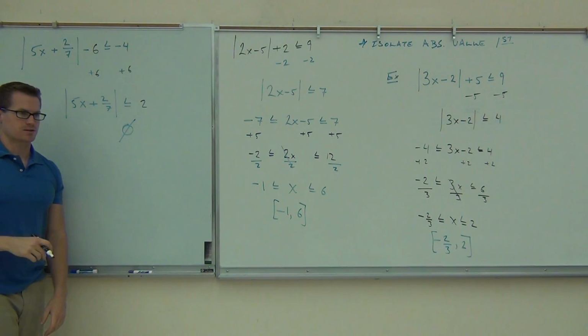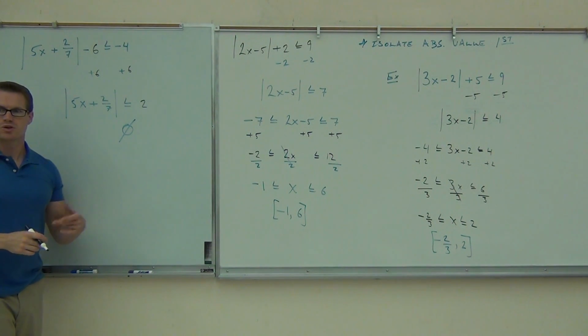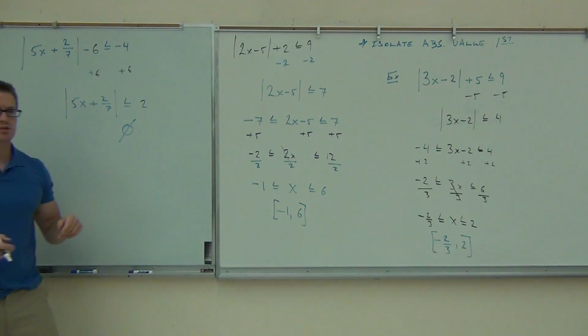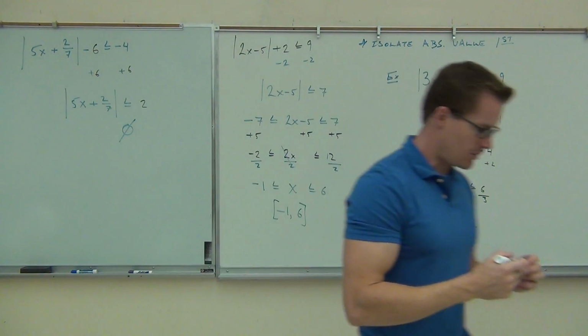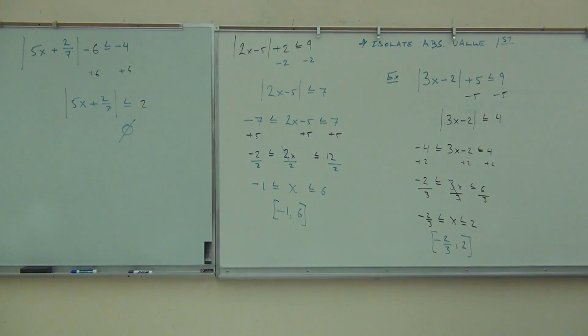And then you would go ahead and solve that. Do you see the difference on that? So don't just assume that because that's a negative you have no solution. You really have to isolate your absolute value before you can do that. We're not going to finish that problem. I just wanted to show that to you.